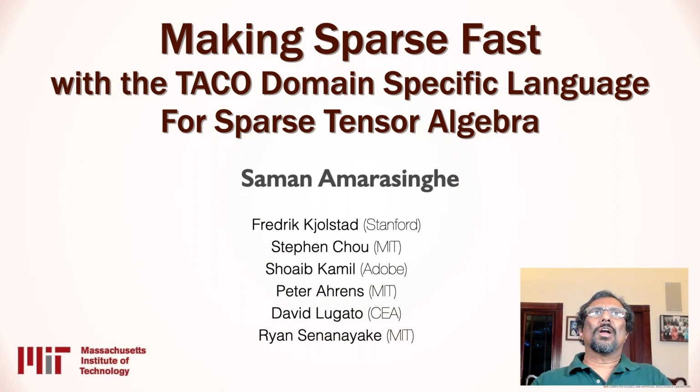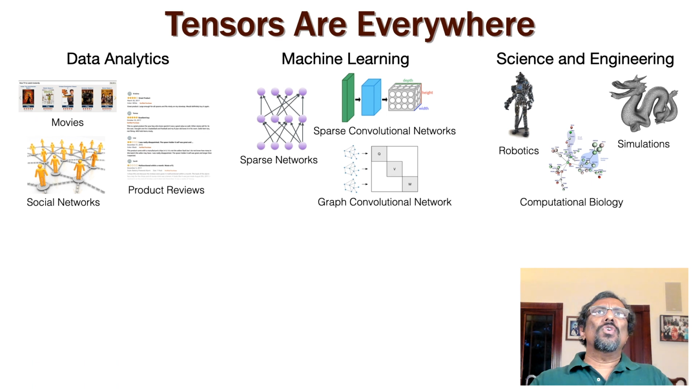Today I'm going to talk about how to make sparse code fast. And I'm going to focus on the Taco domain-specific language we have built for sparse tensor algebra. If you look out there, tensors are everywhere. From data analytics to machine learning to science and engineering, you can find tensors.